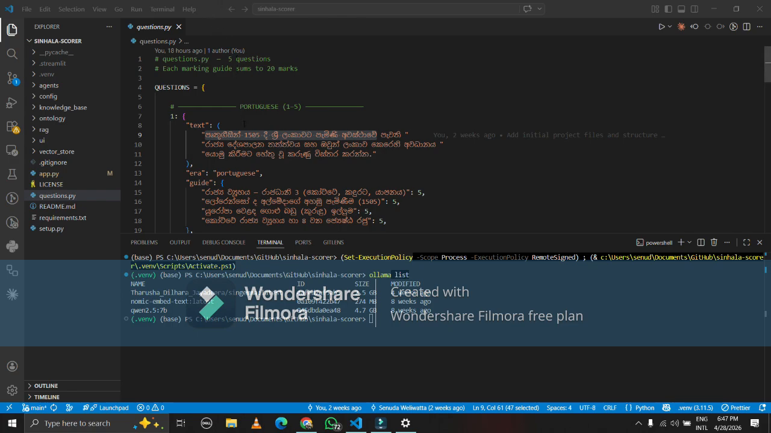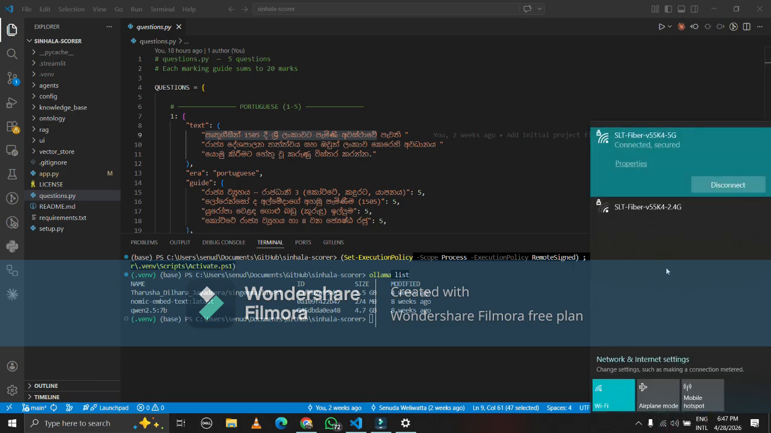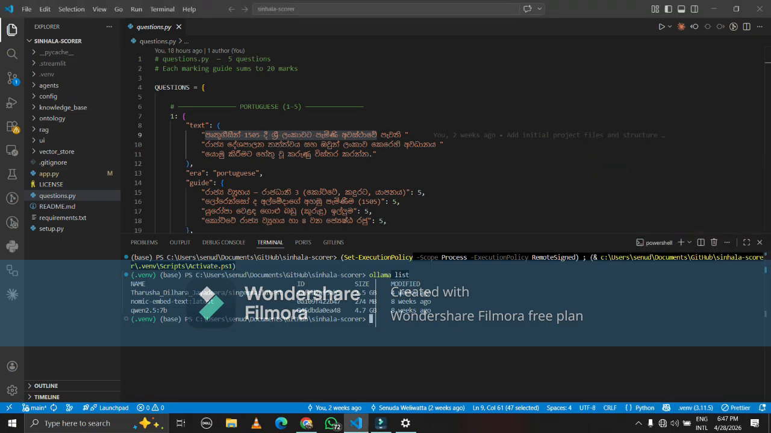As this is an offline architecture, first I will show that the system is fully offline by disconnecting the network. As you can see, the system is fully offline now, and here you can see the models that I am using on Ollama. For embeddings, I use Nomic embed text, and for Sinhala inference, I use Singama latest, which is made by Rushadilhara Jayadira.